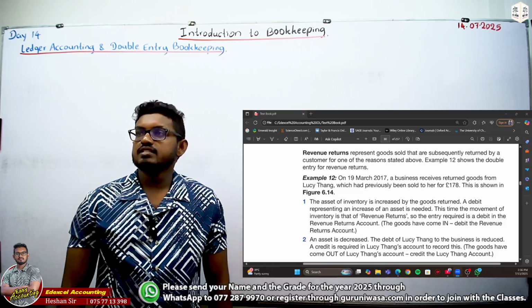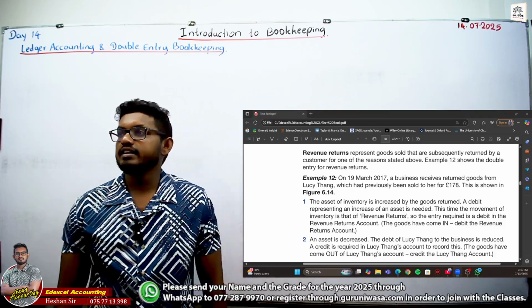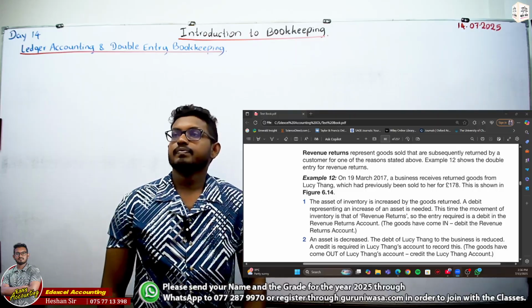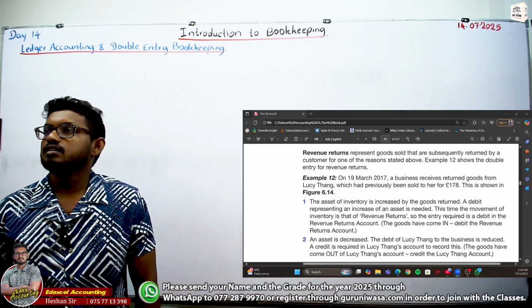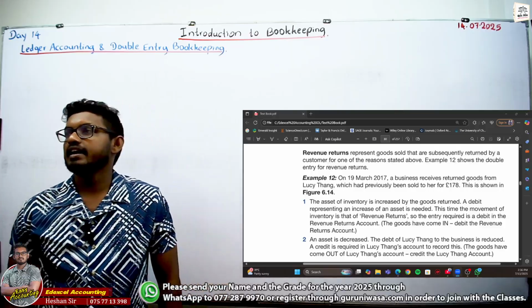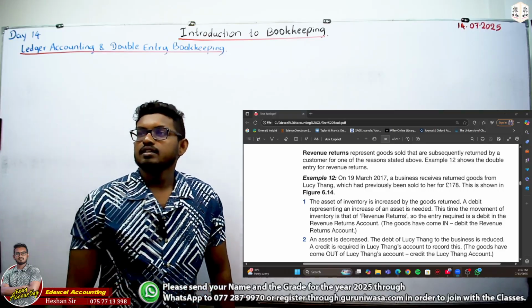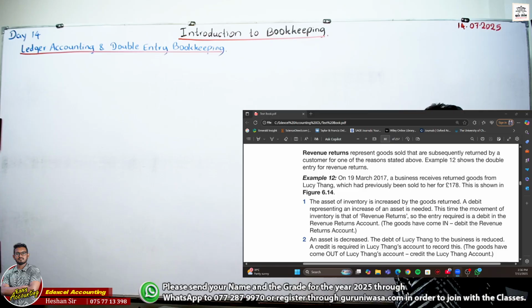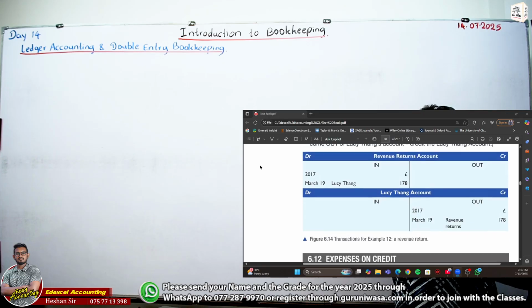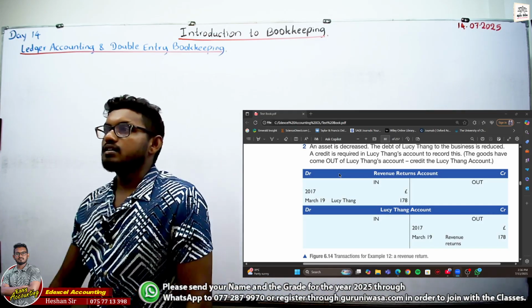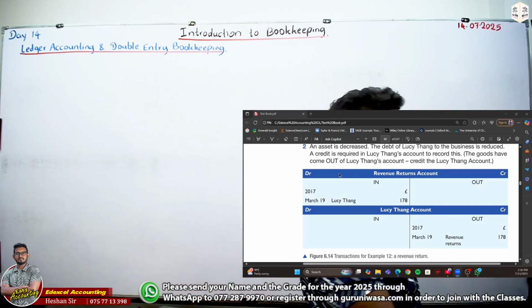The asset, the amount Lucky Chang owes to the business, is reduced. A credit is required in Lucky Chang's account. Record it: the goods have come out of Lucky Chang's account, so credit the Lucky Chang account. Revenue returns account debit, Lucky Chang account credit.